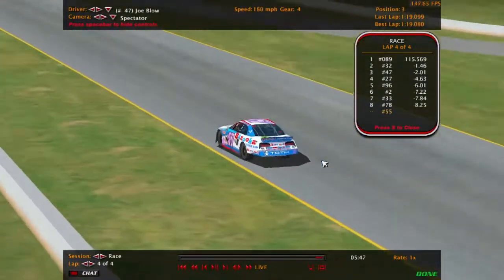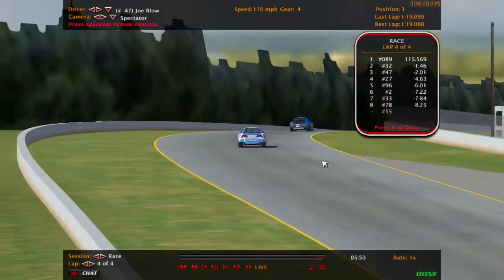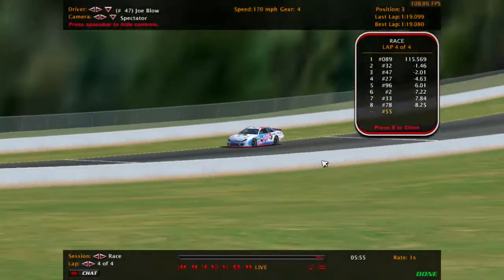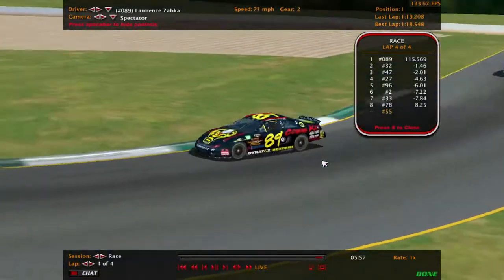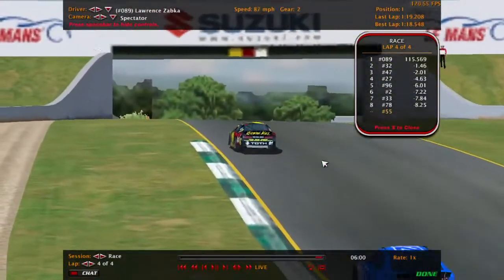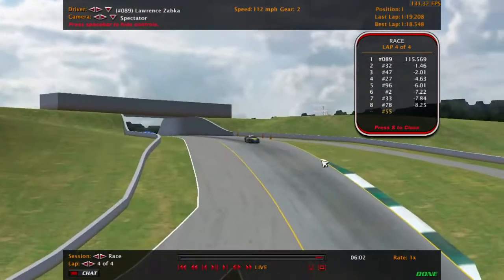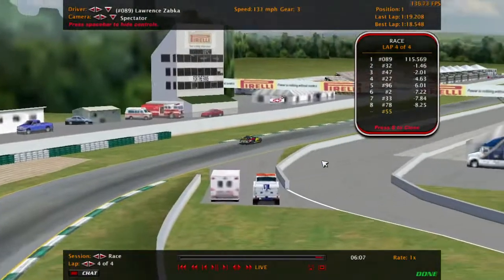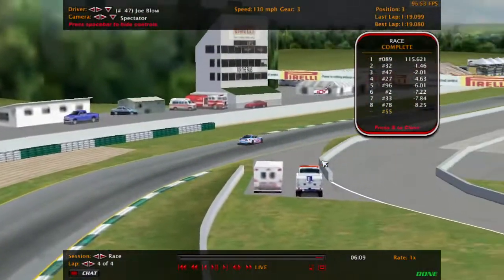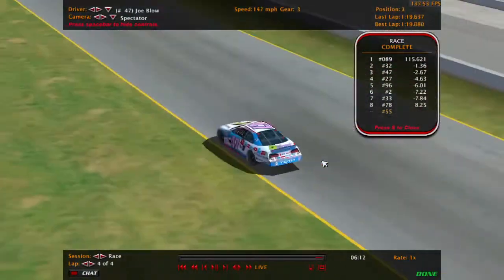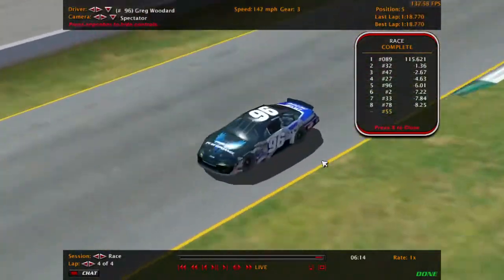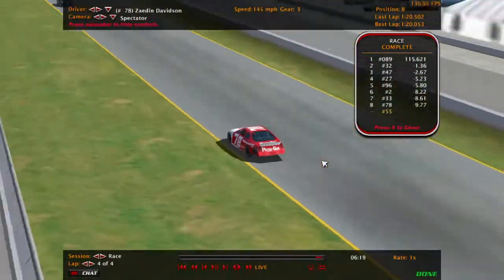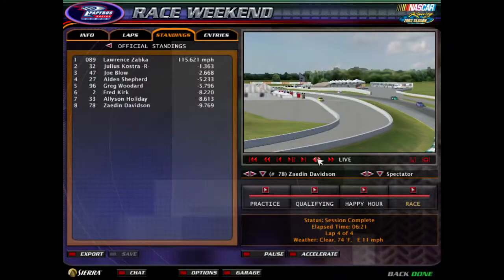And 2 more Hoth Racing Broths will make the field. There's a good chance that one of these cars will win the Grand Prix of Road Atlanta. Very good chance. And considering the constructors' standings is the way it is, that could be important. Zabka wins, Kostra's in, Blow is in, Shepard is in, and Woodard is in. Kirk, Holiday, and Davidson are all going home. Tough break for all of them.